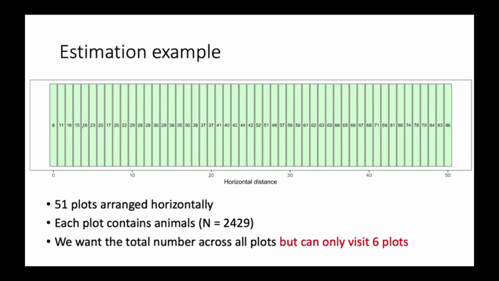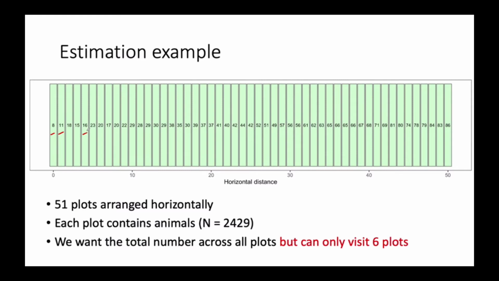To talk about the specifics of survey design, we're going to use the following simple example. Imagine that there are 51 plots arranged next to each other. Each plot has got a certain number of animals in it. For example, the first plot has got 8 animals, the second plot has got 11 animals, the 5th plot has got 16 animals, and so on. Now, we don't know how many animals are in each of the plots, but what we'd like to know is how many animals there are in total across all 51 plots, but without visiting each of the plots and counting how many animals there are.